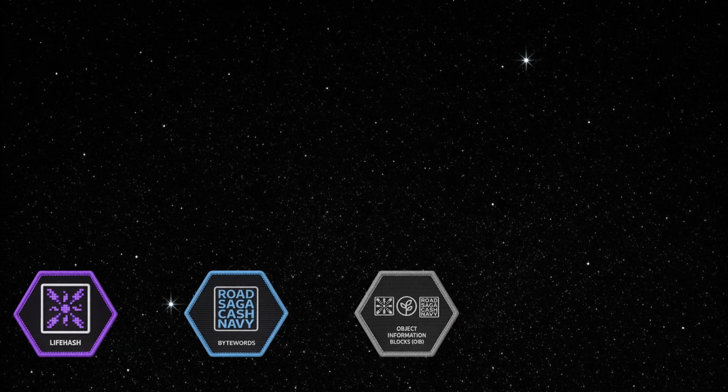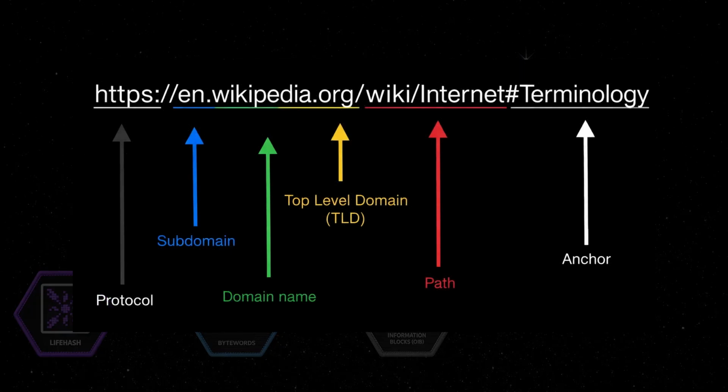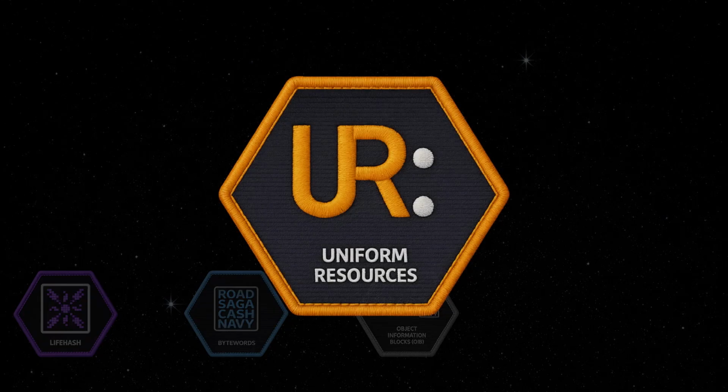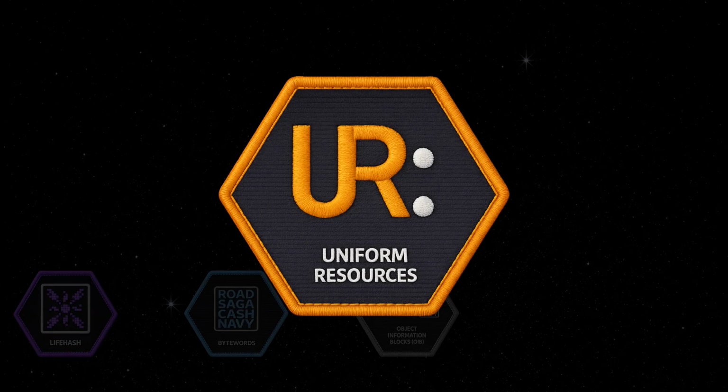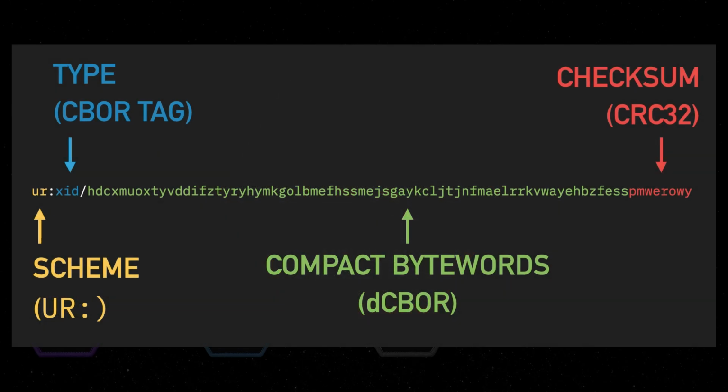Identifying data is one thing. Moving it between applications is another, especially across air gaps with no network. You're familiar with URLs, Uniform Resource Locators, that point at information somewhere on the web. But uniform resources, URs, are the data themselves. They encode structured binary data as plain text strings using bytewords in the format UR:type and then a string of bytewords. Every UR is self-describing.